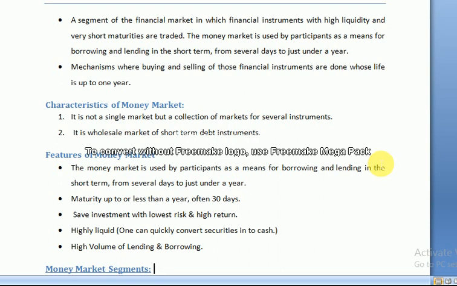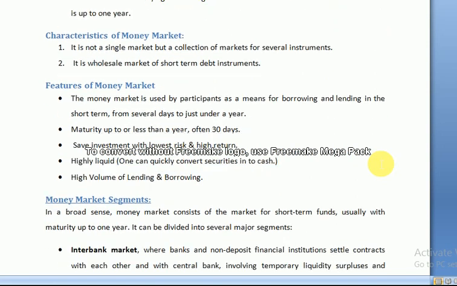So I hope you understand what is meant by money markets, what the characteristics of the money markets are, and what the features of the money markets are. The next topic is money market segments. Inshallah, in the upcoming class I will discuss it in detail.